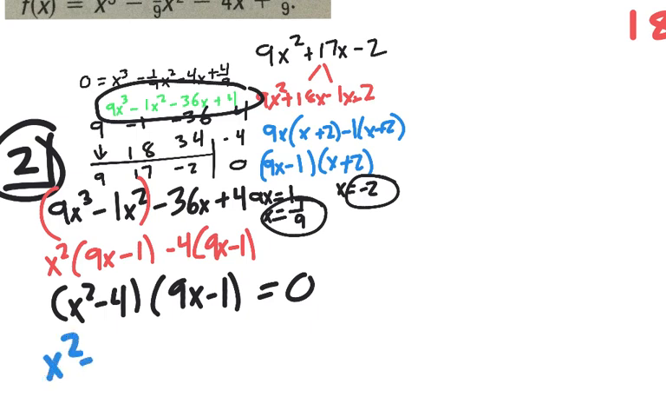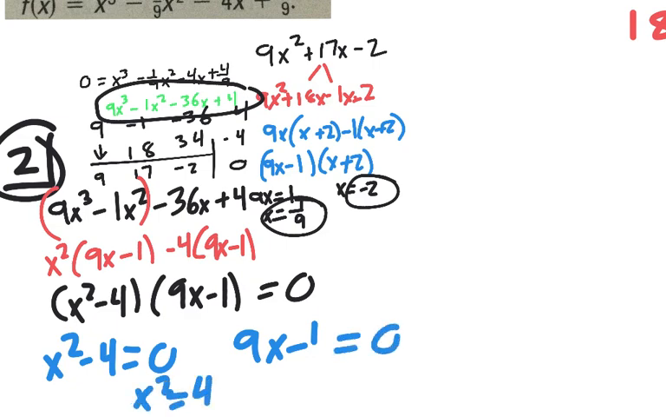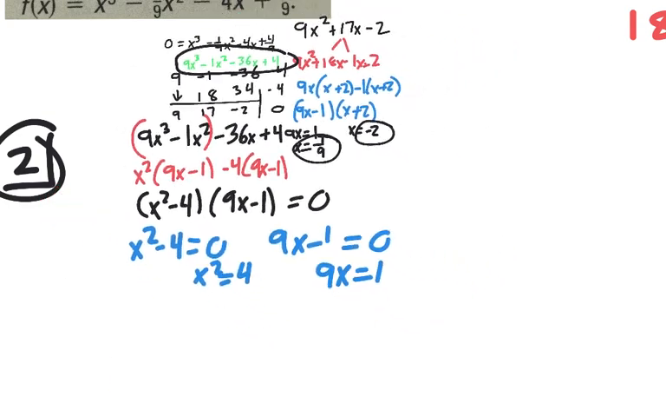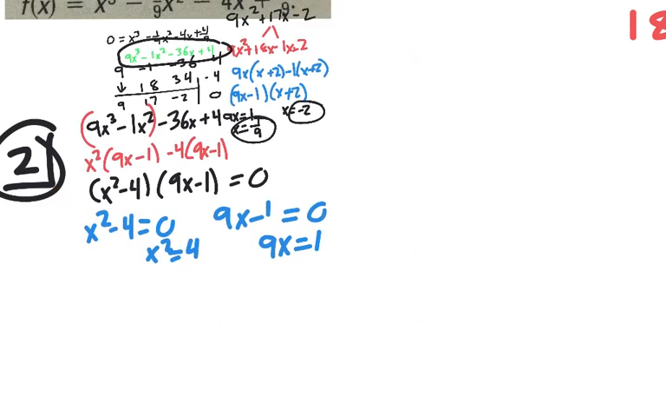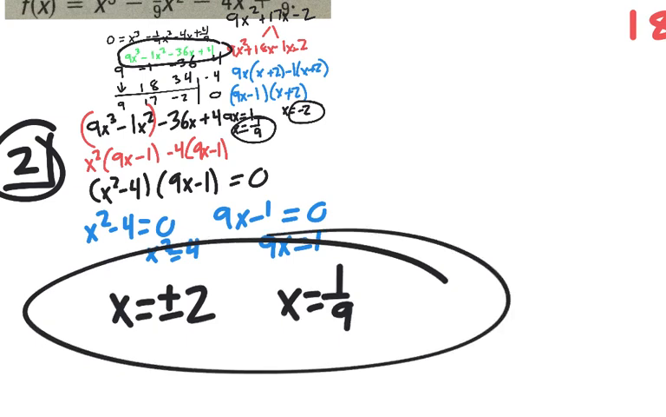Then we said each one of these equal to 0. So that would be x squared minus 4 equals 0, 9x minus 1 equals 0. So this tells me x squared equals 4. This tells me 9x equals 1. And then when I simplify again, I'm taking a square root, so that's plus or minus 2. I'm dividing by 9. So I found 3 x-intercepts of positive 2, negative 2, and 1/9. So this one had a way to find the x-intercepts by factoring. I didn't even have to use the synthetic division for trial and error.